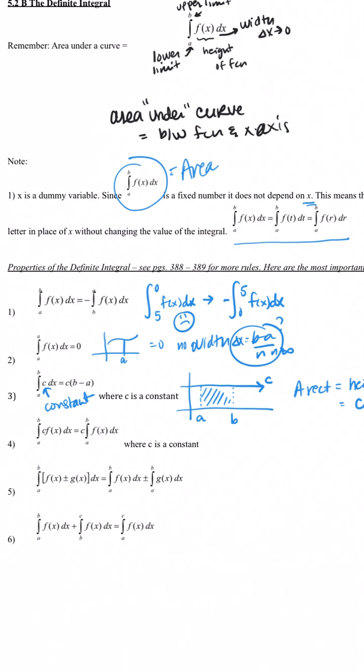All right, number 4. Notice that you've got a constant in front of a function, and it's equal to the constant times the integral. So this just means that if you've got a constant, you can pull it out into the front. Oftentimes, it just makes life a little bit easier to just get that constant out of the way and evaluate the integral. Number 5, pretty straightforward.